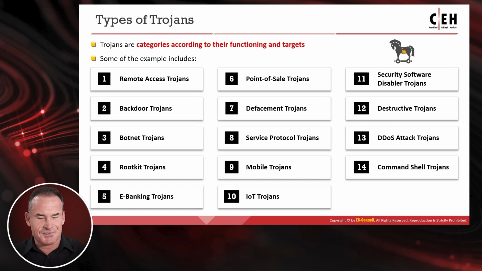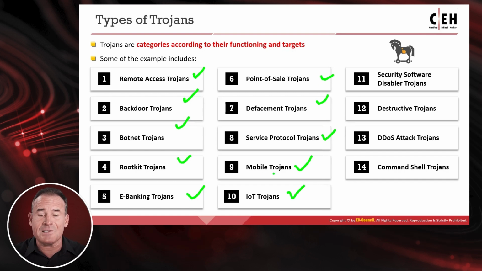All right, types of Trojans. Remote access, backdoor, botnet, rootkit, e-banking, point of sale, defacement, service protocol, mobile and IoT. Absolutely. Mobile devices and IoT devices, they're little computers, plain and simple. They can get attacked, infected, and compromised exactly the same way a desktop or a server can.